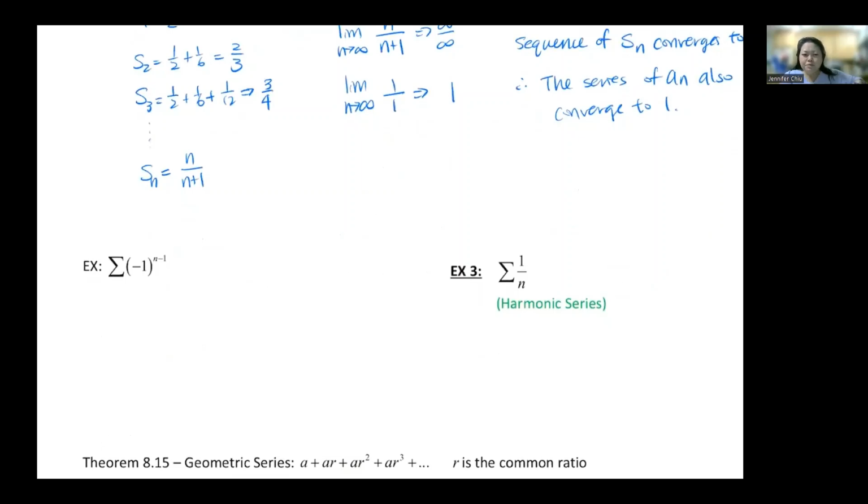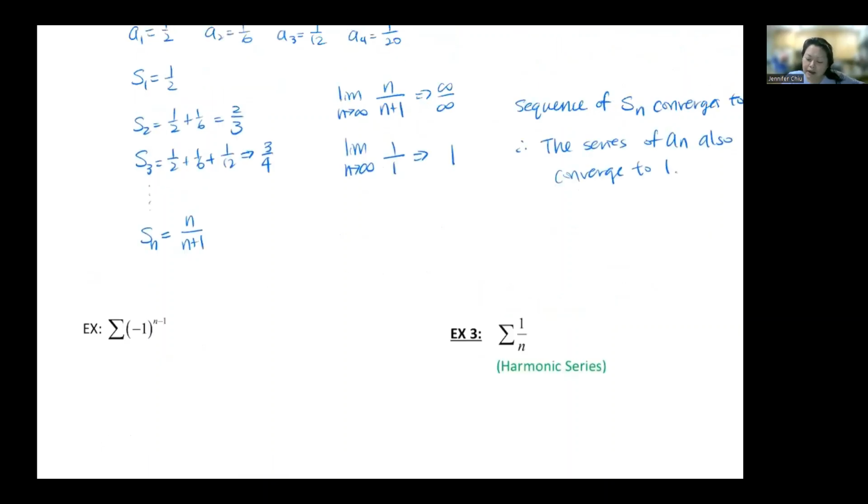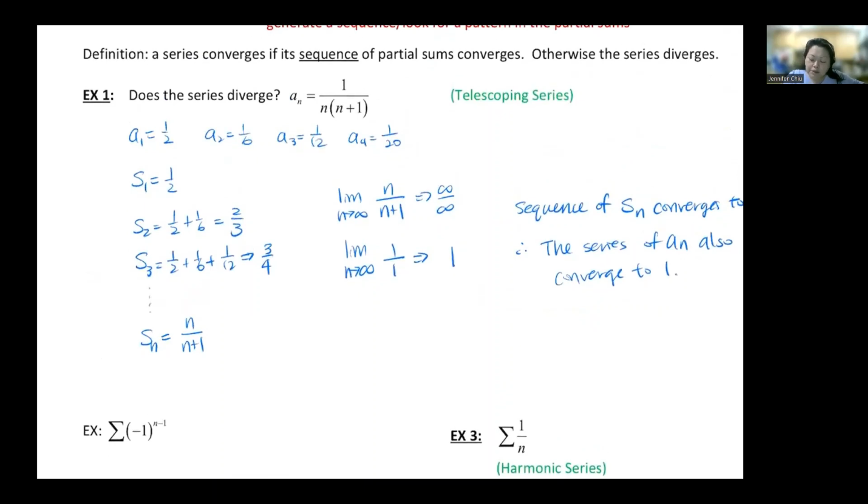So next one in our example is this, oh, sorry, by the way, let's go back to this. There's a name for this particular series here. It's called a telescoping series. So we will refer to this later on in other chapters and later sections. So yes, just remember that there's a name for this particular one, okay?